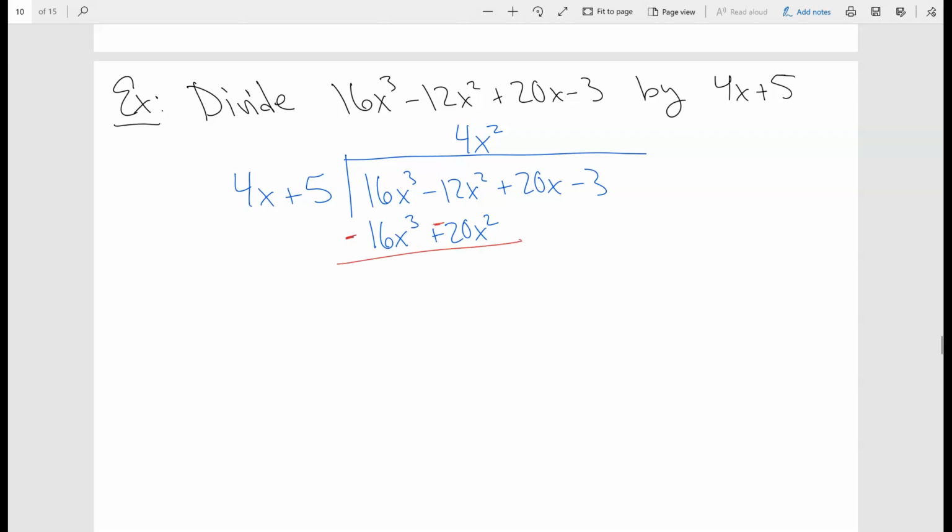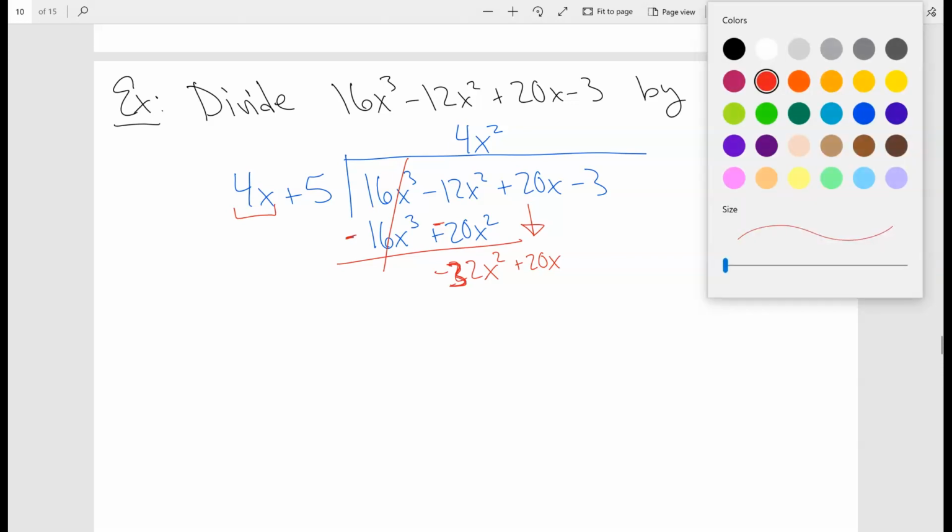Subtraction. So this goes away. And I'm left with a negative 32x squared. Okay. Now I'm going to bring down this 20x. All right, and you think about what can I multiply this 4x by to get this negative 32x squared.